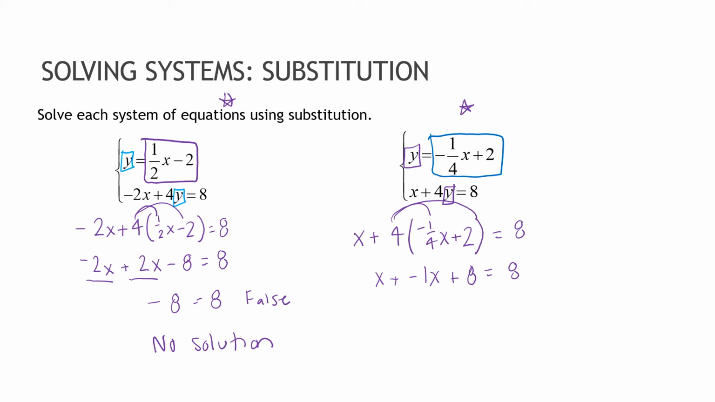And so again, if I look at what's happening here, this is a positive 1x and a negative 1x which cancel, so I really just get 8 equals 8, which of course is true. So when the variable goes away, but whatever's left over is true, this is the infinitely many solutions, which means if I graphed these, they're the exact same line twice.